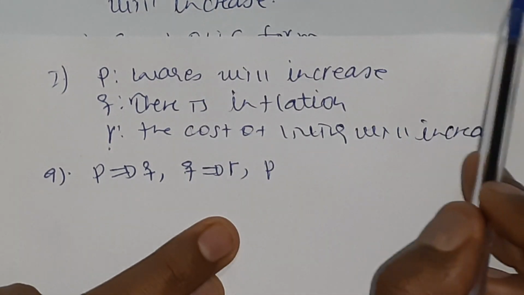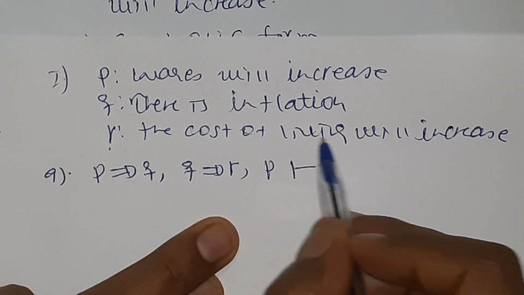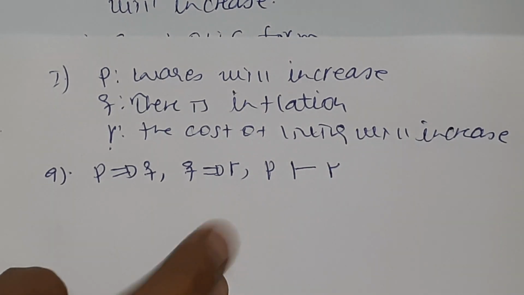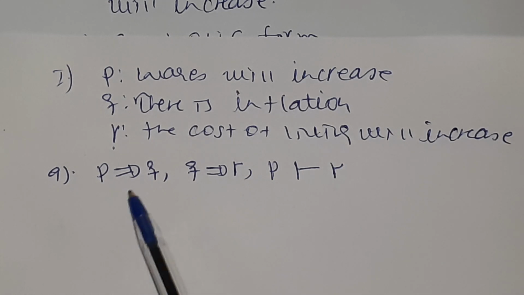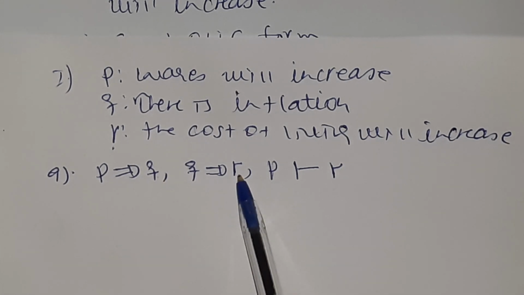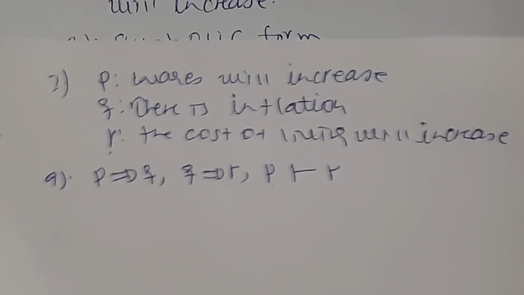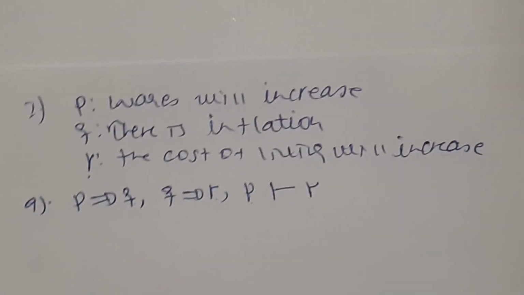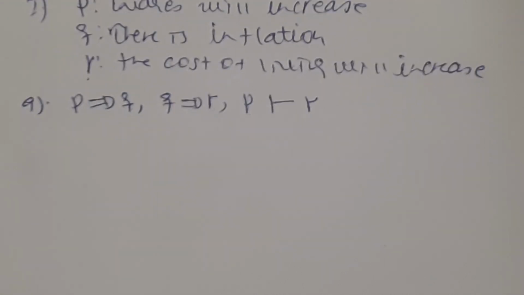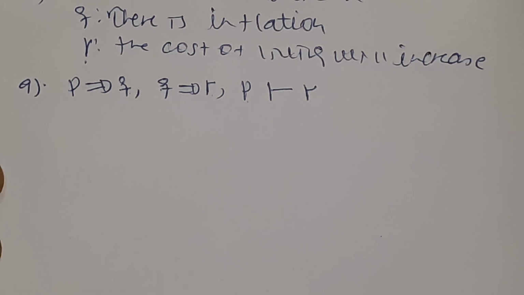Therefore, the cost of living will increase. The symbol for this conclusion will be R. Therefore, the symbolic form of this argument will be P implies Q, Q implies R, P, therefore R. Then the next question that follows is checking the validity of this argument. So by using an informal proof, let us check whether this argument is valid or invalid.